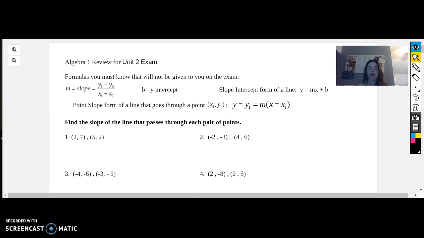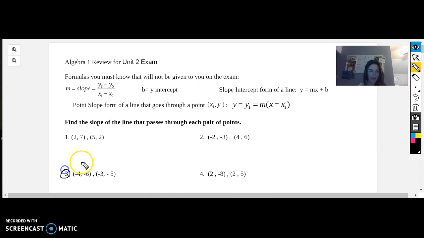So the first set of questions asks us to find the slope of the line that passes through. I'm going to choose what I think is going to be the most difficult one here because there's lots of negatives, and sometimes that can pose a problem for us. Okay, so I'm going to do number 3.